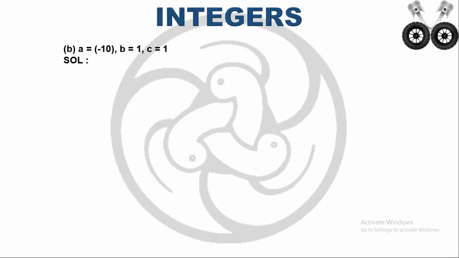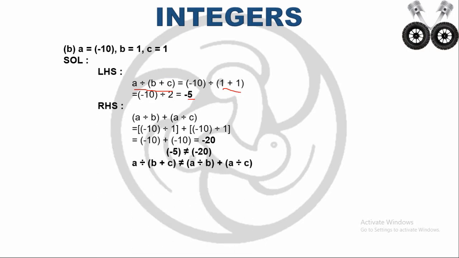What is question number 2? A equal to minus 10 and B equal to 1 and C equal to 1. Very first we have to find the LHS, that is A divided by (B plus C). Anything inside the bracket should be executed first. So 1 plus 1, the answer is 2. So minus 10 divided by 2. Whenever I cut 2 with the 10, I get the answer as 5. The two integers are having different signs, that means I have to put the negative sign. So the answer is minus 5.